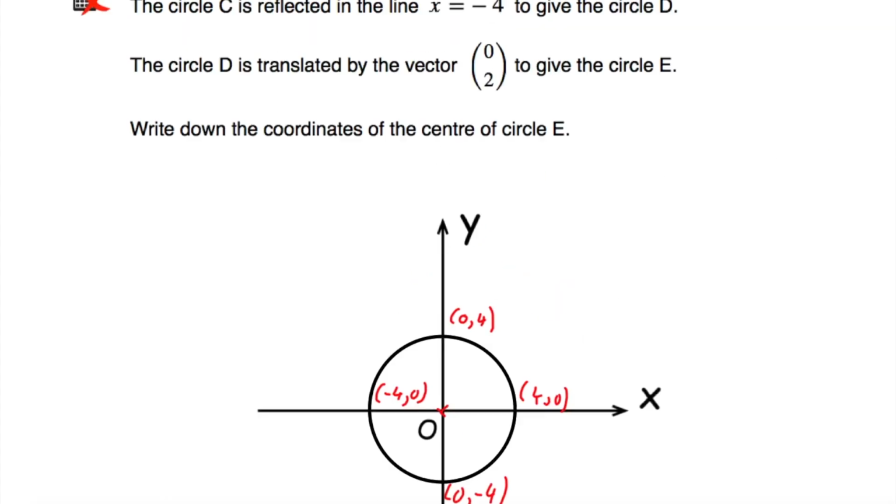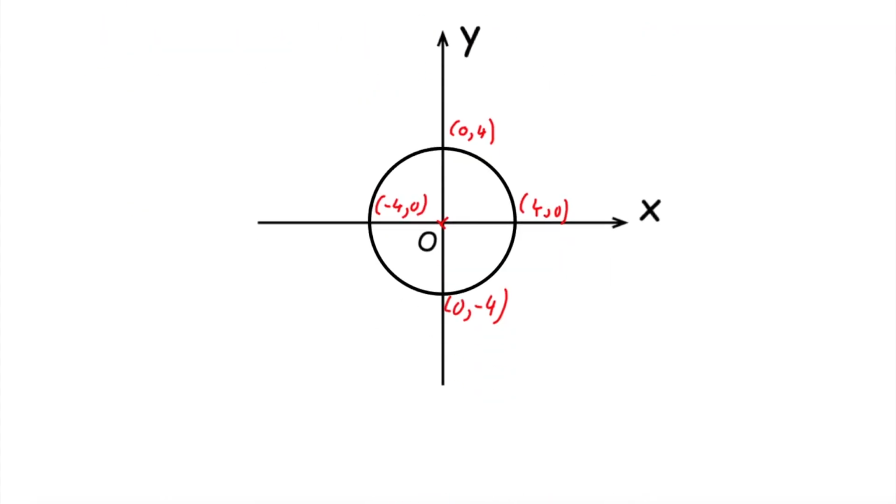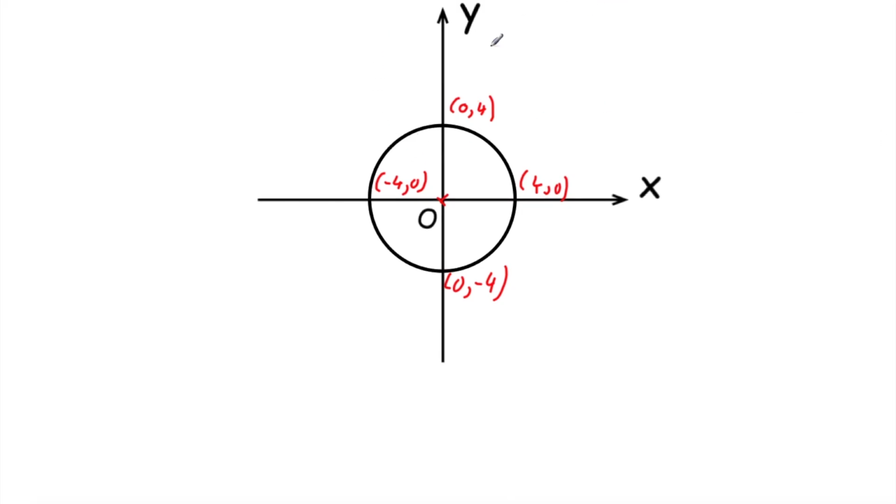And then we're told that that circle is reflected in the line x equals -4. So x equals -4 is a vertical line passing through -4 on the x-axis, so it looks something like this. That's the line x equals -4. All the points on this line will have an x-coordinate of -4. And this circle is reflected in that line. So this circle is going to move over here somewhere. So let's reflect that circle.